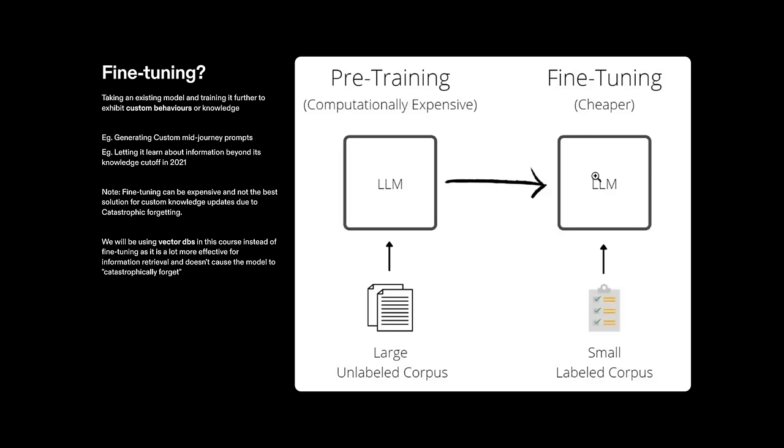And this is good because you don't need that much data anymore. You just need a small labeled corpus of your example data. Examples of something that you can use fine tuning for is generating custom Midjourney or image generation prompts for another model, as well as letting it learn information beyond its knowledge cutoff.